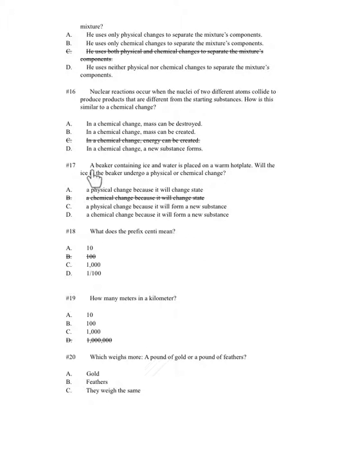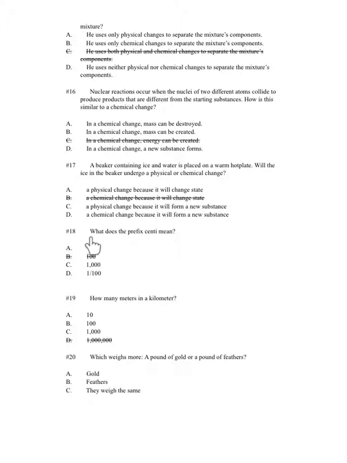Number 17. A beaker containing ice and water is placed on a warm hot plate. Will the ice in the beaker undergo a physical or chemical change? A. A physical change because it will change state. B. A chemical change because it will change state. C. A physical change because it will form a new substance. D. A chemical change because it will form a new substance.